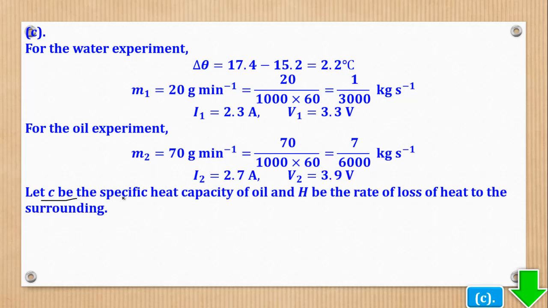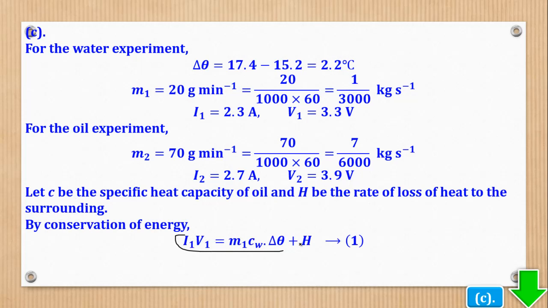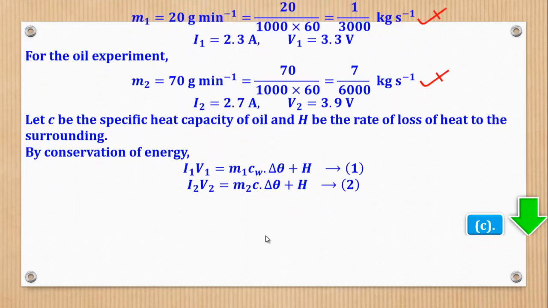So let C be the specific heat capacity of oil and H be the rate of heat loss to the surrounding. So by conservation of energy, we have this for the first experiment and this for the second experiment. To eliminate H, we are going to subtract the two equations. But before that, let's see the marks for this slide. So we subtract the two equations. You will come up with that, where H has been eliminated.